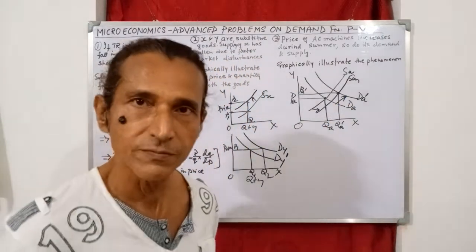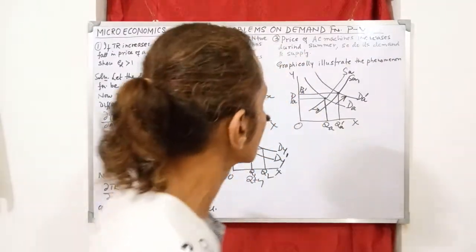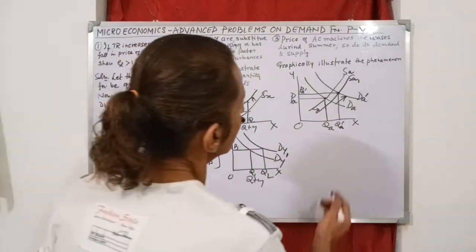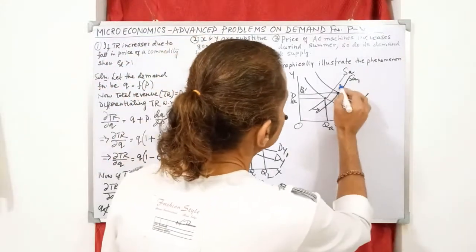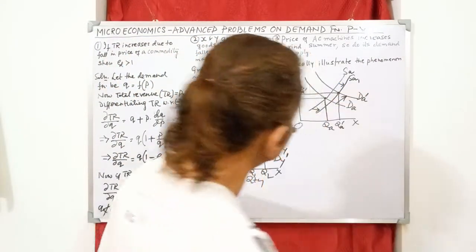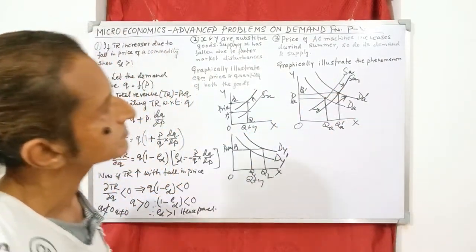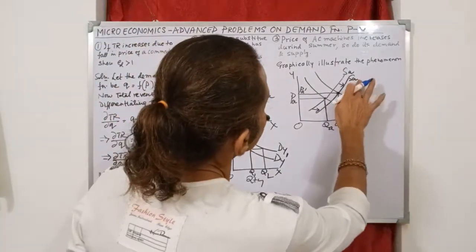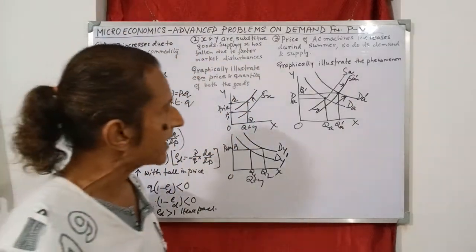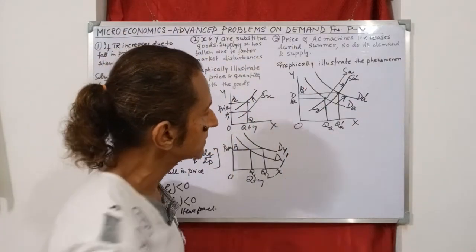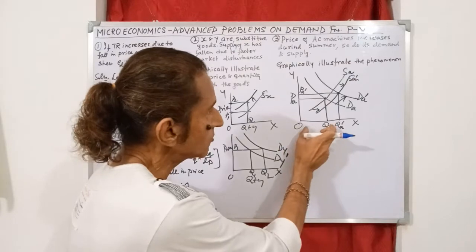Consumers are demanding more to get relief from scorchy summer heat, scorchy summer days. At the same time, to meet the increased demand, the suppliers will supply more. So the supply curve will shift from SA to SA1, not 1, say SA dash. So the price is increasing from OPA to OPA dash, and quantity demanded and supplied is increasing from OQA to OQA dash.